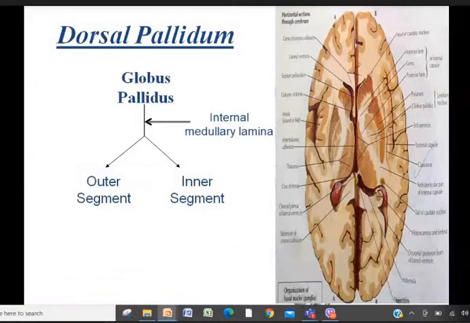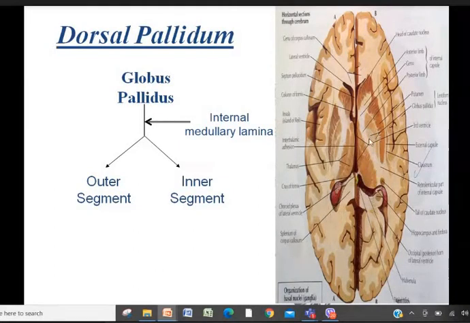Similarly, we'll talk about the pallidum. In dorsal pallidum, as I told you, only globus pallidus is there. This globus pallidus only forms this pallidum. So internal medullary lamina divides this globus pallidus into two segments: outer segment and inner segment.